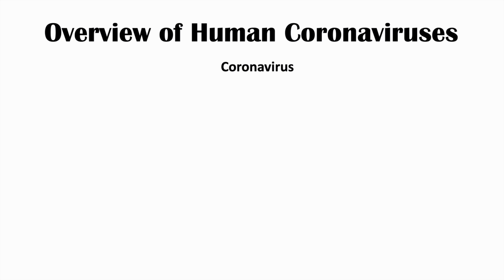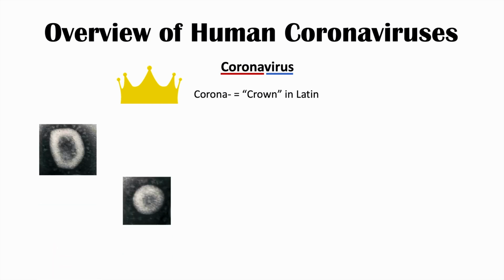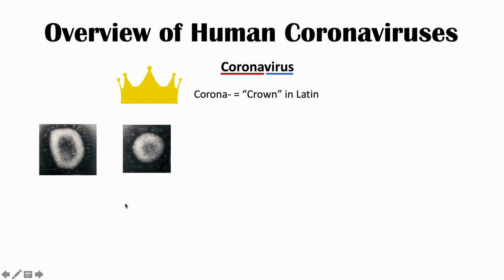So the word coronavirus, if we were to break it down, the prefix corona comes from the Latin word meaning crown. And this is all related to the crown-like appearance of viruses when we look at them under a microscope. So if you can see here, these are spike proteins on the virus. And when we look at them under a microscope, it looks like a crown. That's why they are called coronaviruses.